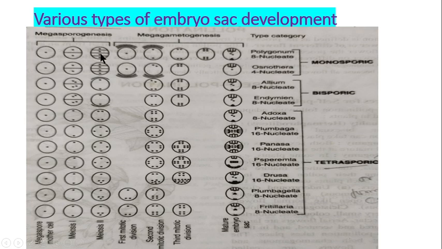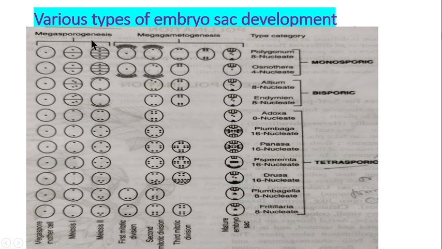Now see, from here to here it is megasporogenesis, from here to here it is megagametogenesis, right? So megasporogenesis means formation of the megaspore, from megaspore mother cell to megaspore.